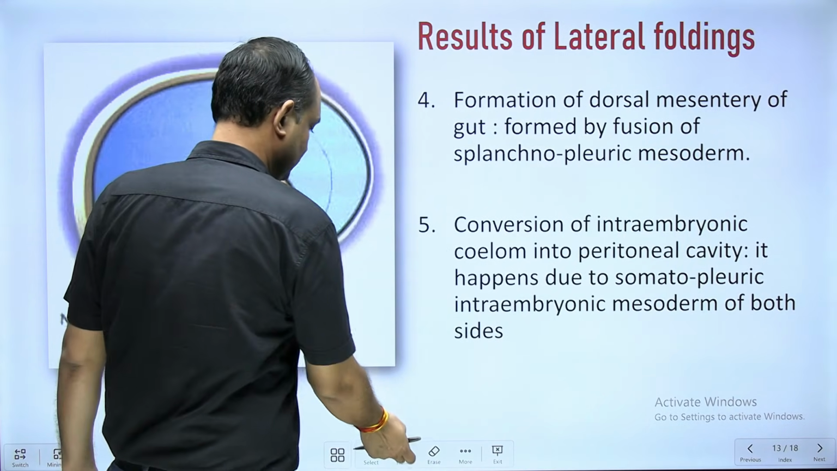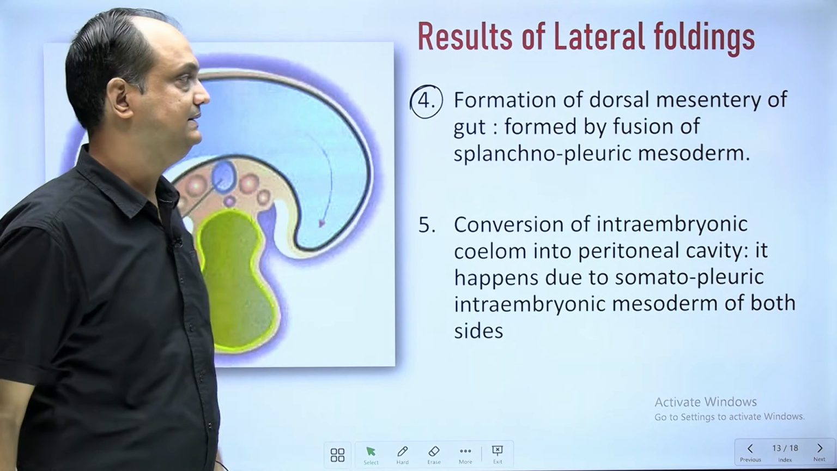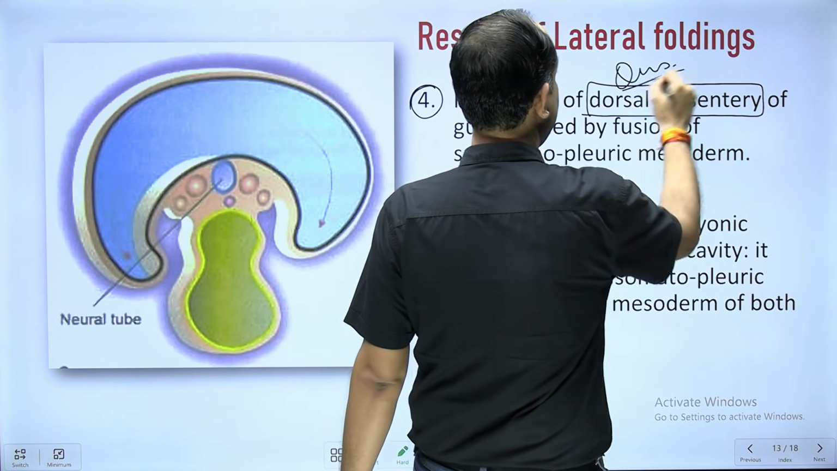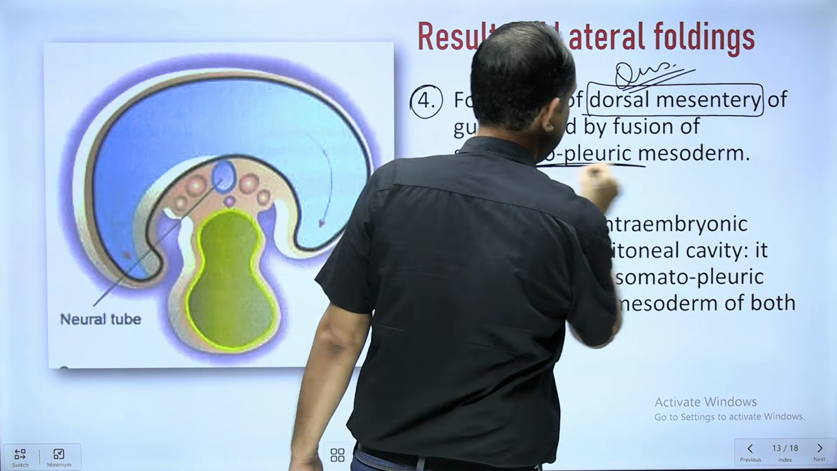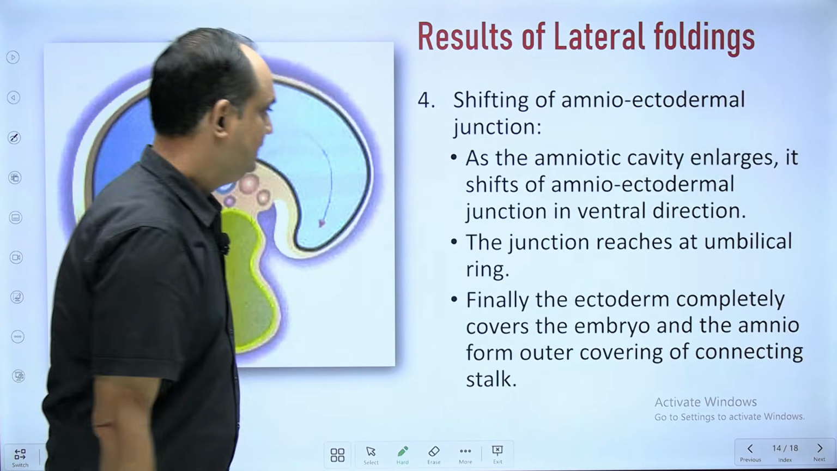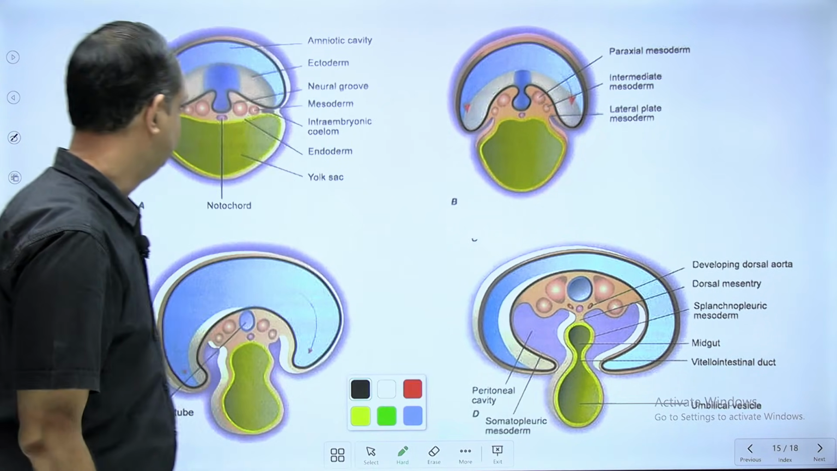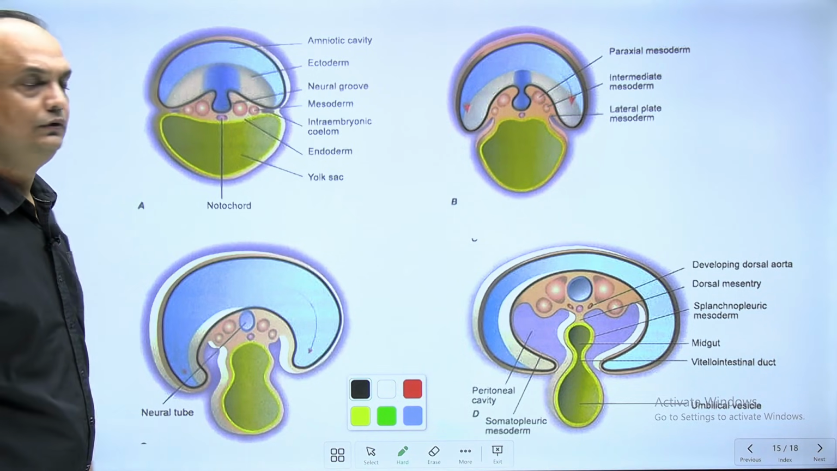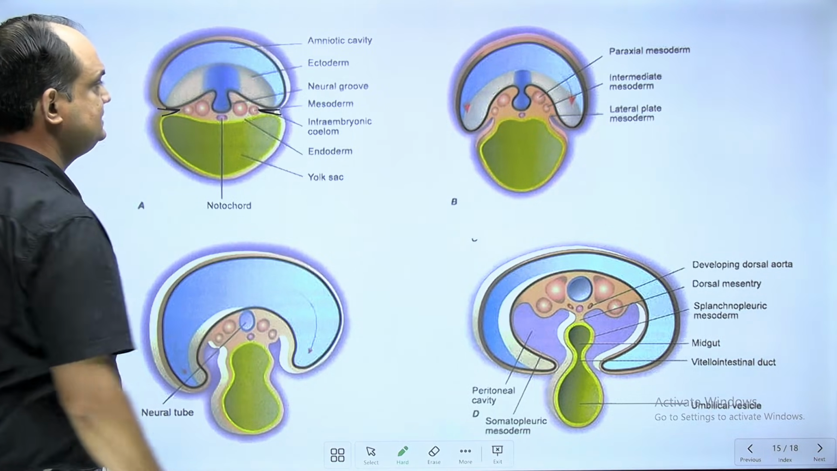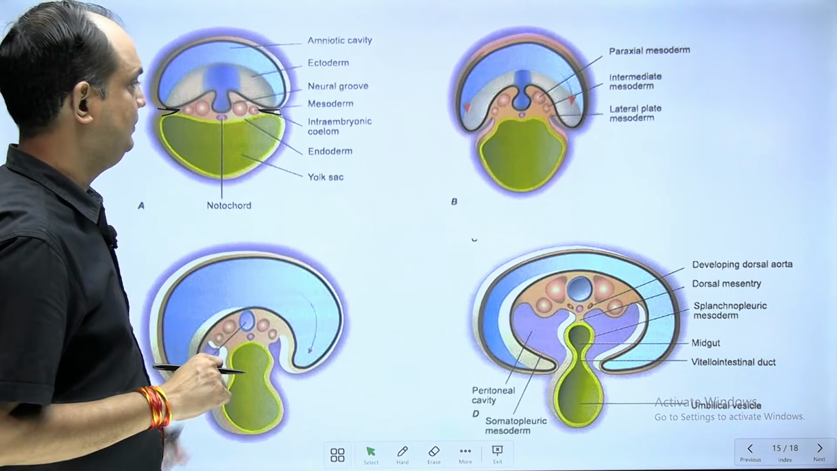Now, what is the fourth effect? The fourth effect is the formation of the dorsal mesentery. Now, my dear students, this is a very important concept, and the dorsal mesentery arises from, answer is, the splanchnopleuric intraembryonic mesoderm. So, please try to see in this diagram where the splanchnopleuric intraembryonic mesoderm is. So, this is your flat disc. You know that on the lateral side there is initially a formation of a coelom, and this coelom divides the lateral plate into the somatopleuric and splanchnopleuric intraembryonic mesoderm.